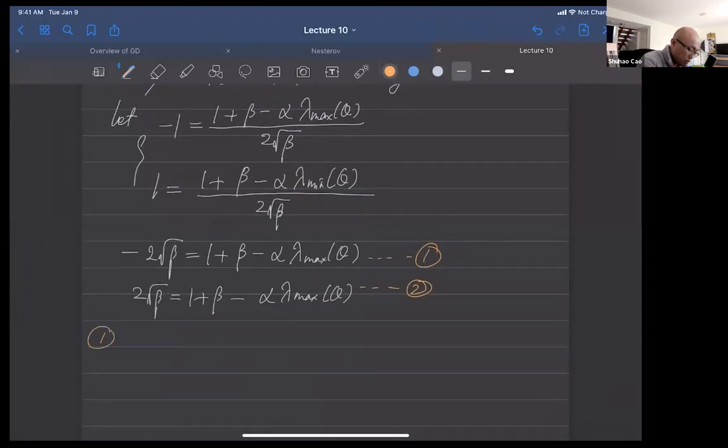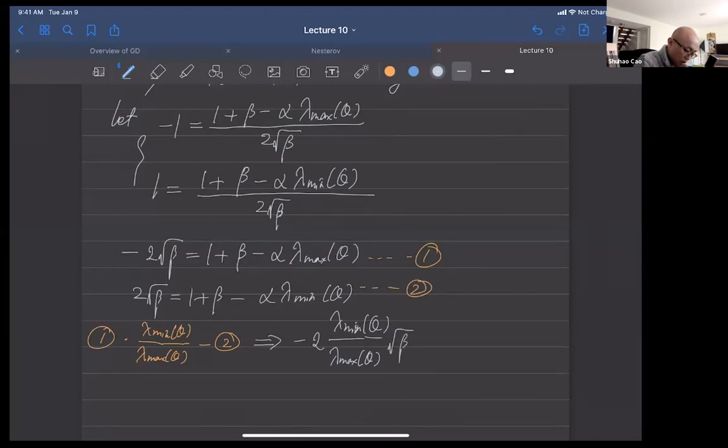And if we solve it, we can do equation 1 times lambda max of q divided by lambda min of q, and then we subtract equation 2. Okay, and then this term will get canceled and we'll get an equation solely in beta. So we have minus 2 lambda max of q over lambda min of q square root of beta plus lambda min divided by lambda max of q, times 1 plus beta.